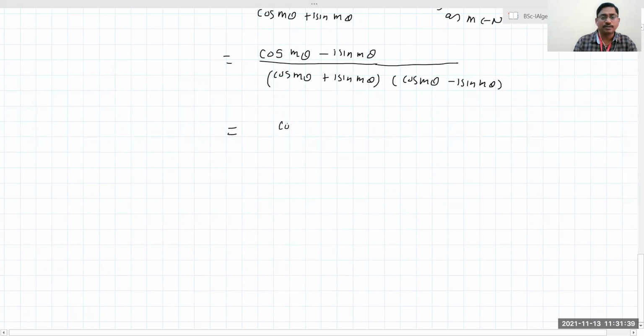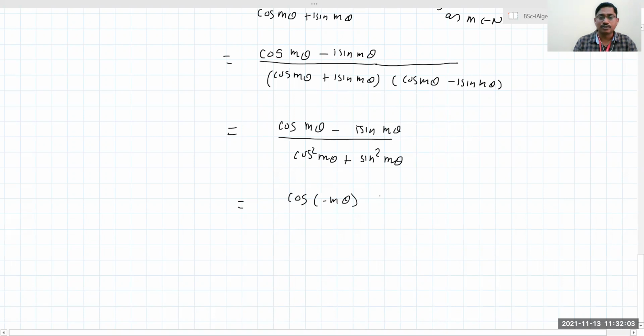For rationalization, multiply the numerator and denominator by cos of m theta minus i sin m theta. So it is divided by cos square m theta plus, in fact it is minus i square which becomes plus, sin square m theta, which is 1. And in the numerator I can write cos of minus theta is cos theta, and sin of minus theta is minus sin theta. So minus sin is merged inside.